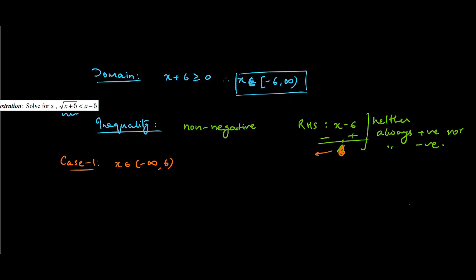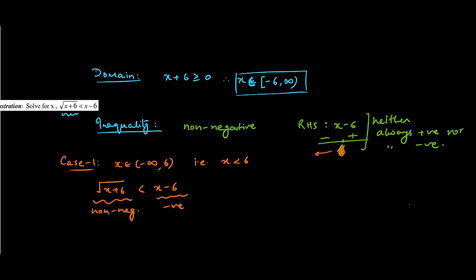So if x is less than 6, the inequation now becomes root x plus 6 is less than x minus 6. And keep in mind that we assumed that x is smaller than 6. Which means now this left hand side is non-negative and right hand side is a negative number, right?